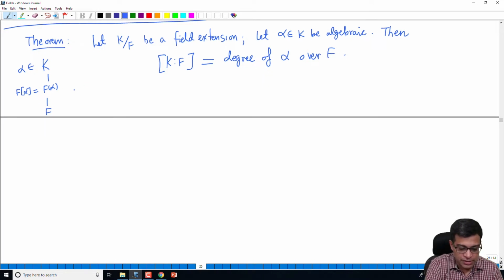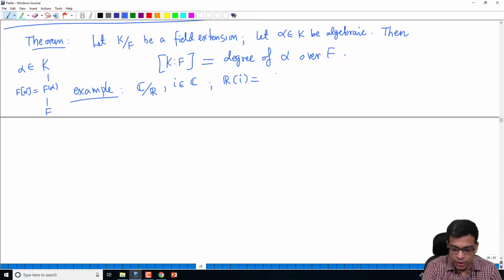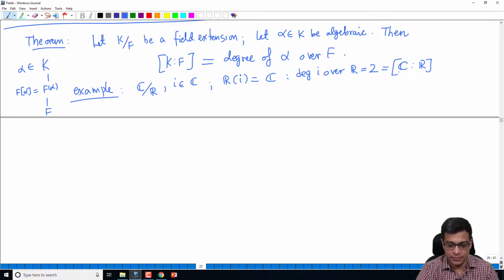Okay, so I am going to prove this. This is a very useful result for us. And an example to keep in mind, I will give you two examples. If you look at C over R, the field extension, and you take i in C, then R adjoin i is actually nothing but C. And in this case, we have degree of i over R is 2, which is also same as C colon R. Last video I said that 1, i is a basis for this.